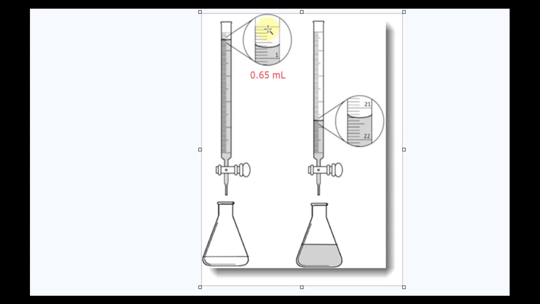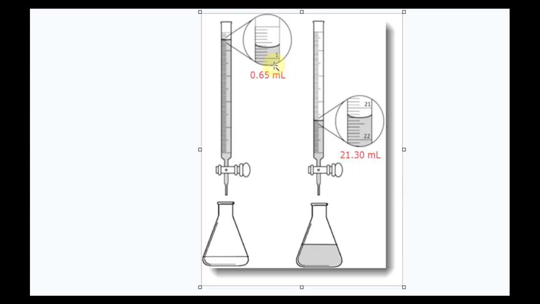So you have a 0.1, 0.2, and here's our 0.5, 0.6, 0.7, and that bottom of the meniscus is at the 0.65 level. Then you have your final reading here, and again, this one is helpful because you start at 21 and you go down to 22. So you have 21, and that line is right on the money, it looks like, and I would estimate that as being 21.3.